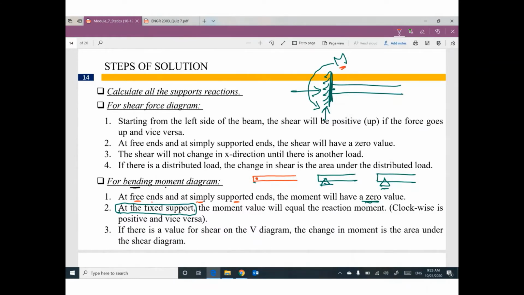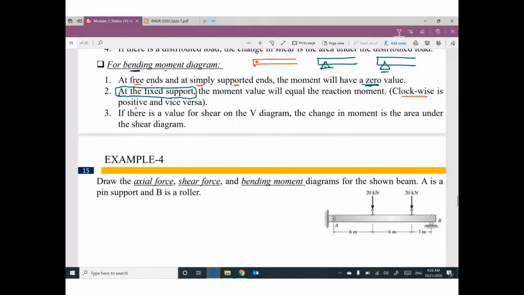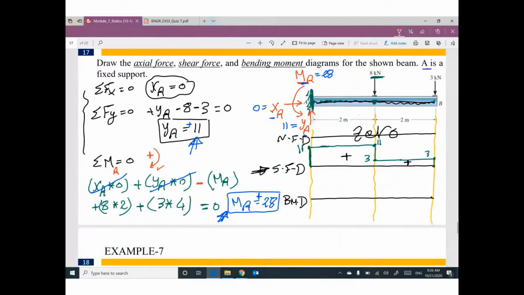The value of the moment here will be this reaction moment. Positive or negative? Clockwise is positive, so counterclockwise will be negative. Let's do it. Do you have a moment at this fixed support? Yes. How much? 28. Clockwise or counterclockwise? Counterclockwise. It will be negative 28.